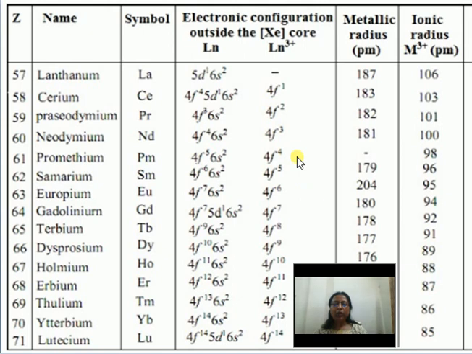Here is a table which gives us the atomic number for the lanthanides and their name, their symbol, then their electronic configuration in the atomic state and also in the ionic state, and their metallic radii and ionic radii. If we look at their electronic configuration, you can see gradually the f orbital is being populated, and here you see the ionic radius of La3+ is 106 and Lu3+, that is lutetium 3+, is only 85. So it is very prominent that there is a gradual decrease in the ionic size.